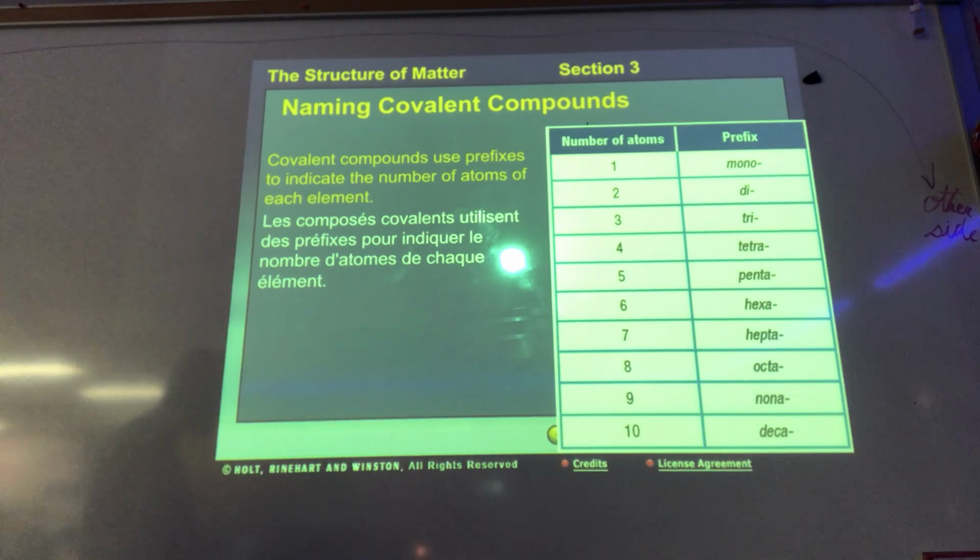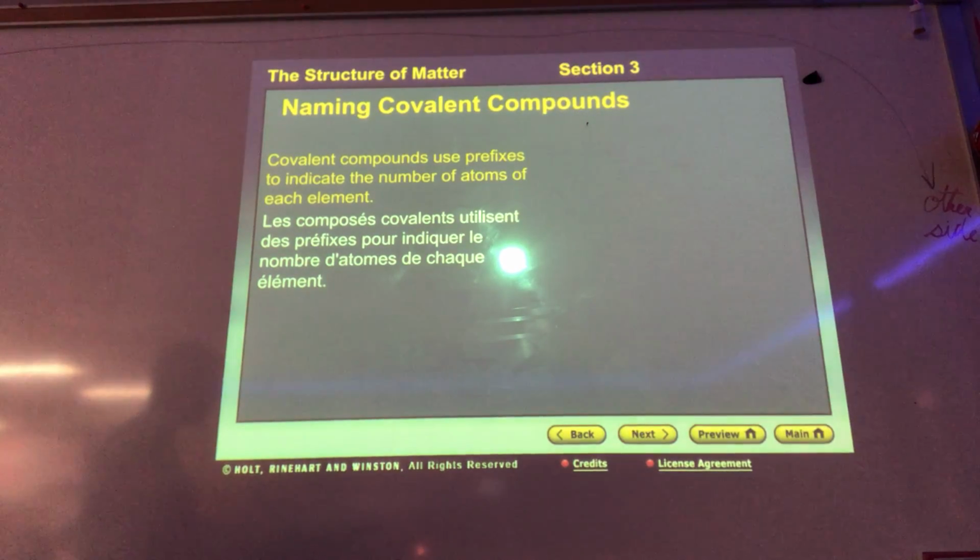We need to write them down. You're going to need these later today, and you're going to need them on the quiz. These are the notes on the prefixes.